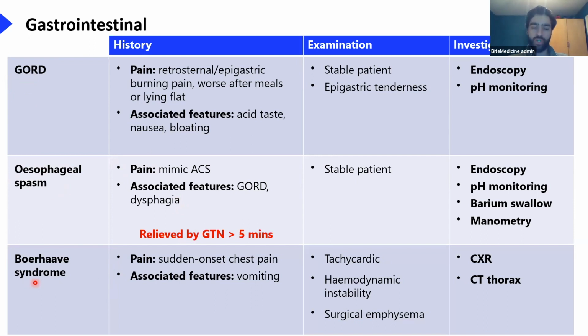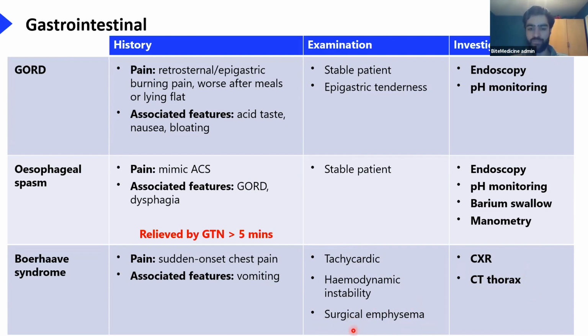Boerhaave syndrome, so that's rupture of the esophagus, spontaneous rupture of the esophagus, usually caused by profuse vomiting, and that leads to sudden onset chest pain. Patients can be very unwell, they can be septic, hemodynamically unstable, and the diagnosis essentially is made by a CT of the chest, which can show where the rupture is, and also it will show air in the subcutaneous tissues and in the mediastinum.